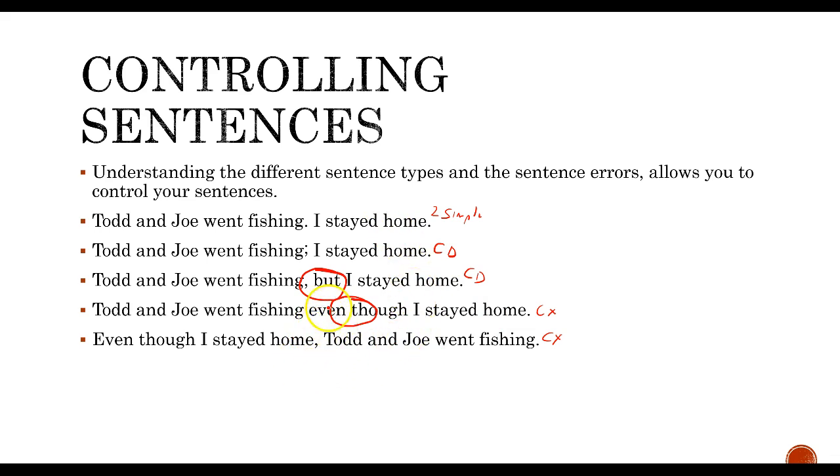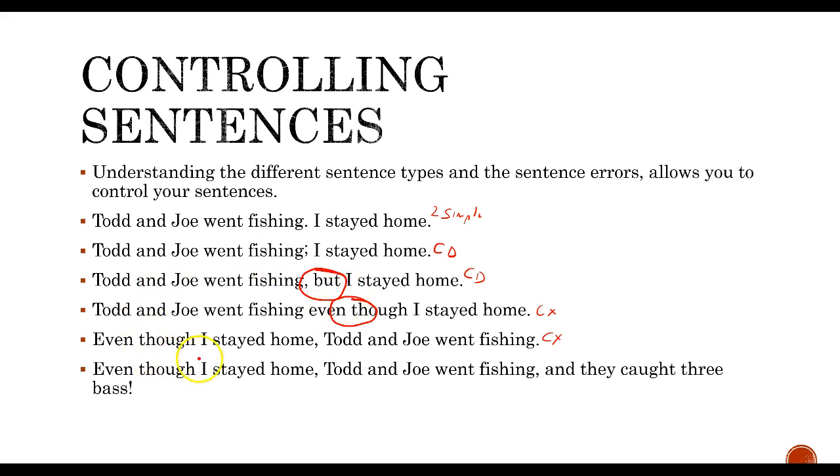Or we could use our compound-complex sentence. Even though I stayed home, Todd and Joe went fishing, and they caught 3 bass. So there's a nice example here. This is as much as you can jam into a sentence. Here's your subordinate idea, even though I stayed home. Here's one complete thought: Todd and Joe went fishing, comma, conjunction, and, comma, and they caught 3 bass. So there's the last complete thought.